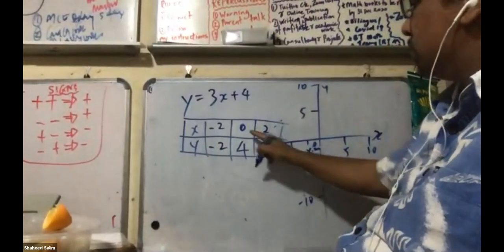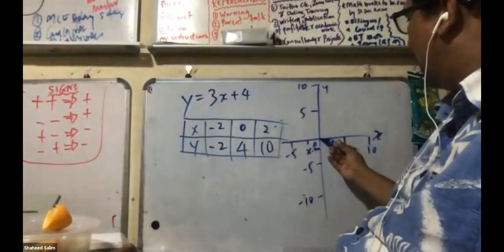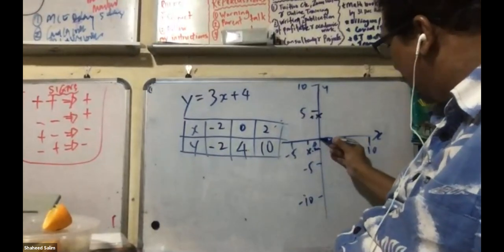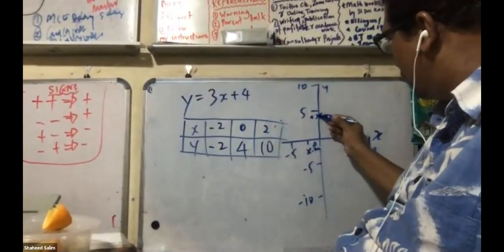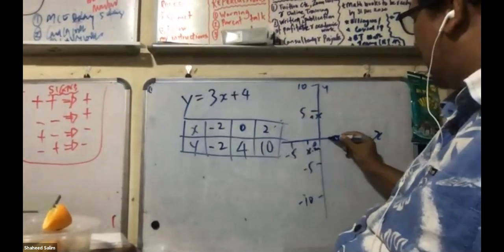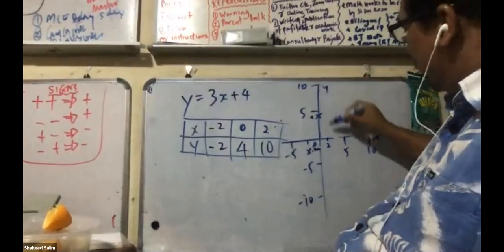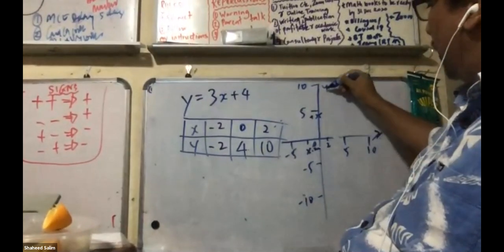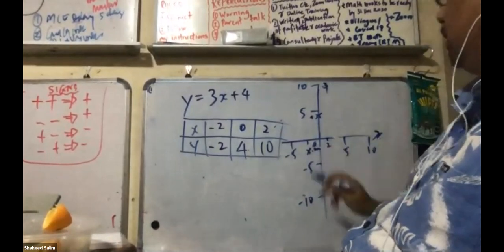And then after that, 0, 4. X is 0, Y is 4. Maybe 4 is somewhere here. So we mark X 0, X go up, Y is here. Down here, this is the point. Then when X is 2, Y is 10. So 2 for X is here. This is the X axis, right? You go up to where Y is 10 down here.